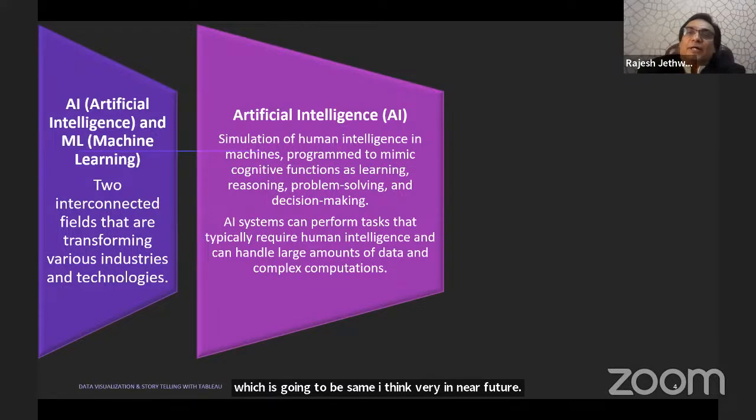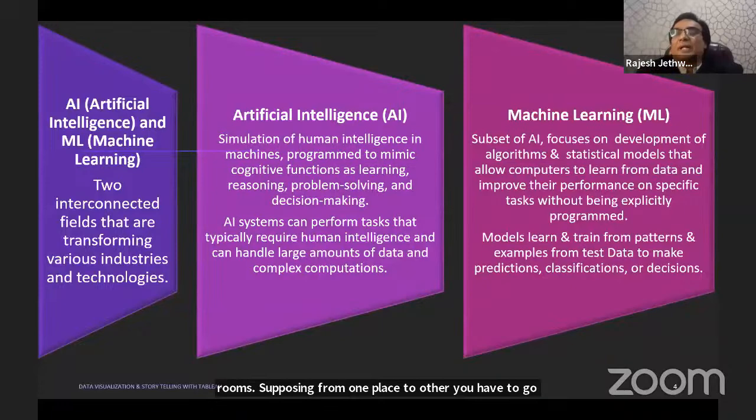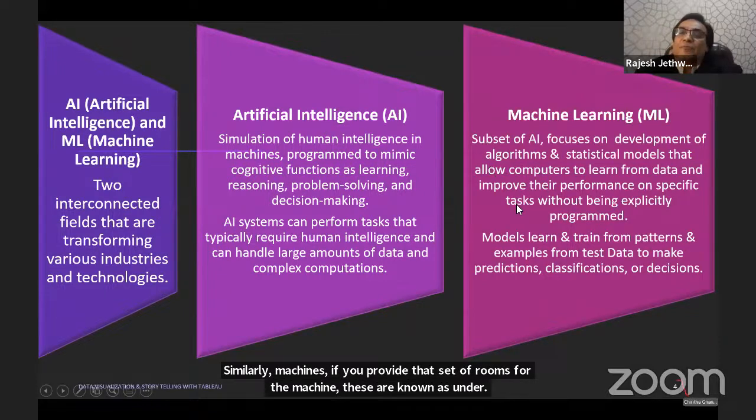Similarly, machine learning is nothing but a subset of artificial intelligence. It focuses on the development of algorithms. And I think some of you may not know the meaning of algorithms. Algorithms are nothing but a set of rules. Supposing from one place to another, you have to go in a particular direction. After some distance, you have to move left or sometimes right. So you have a set of rules within your mind. Similarly, if you provide that set of rules to the machine, these are known as algorithms, and based on that set of rules, your machine can perform the output.